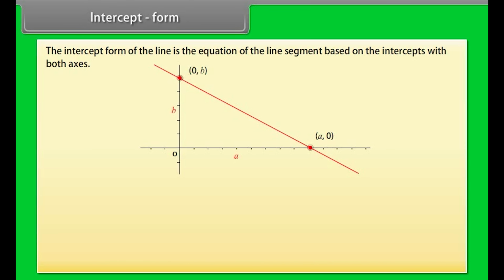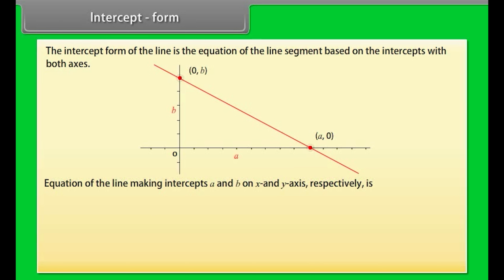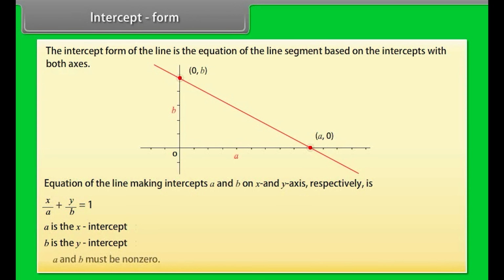Intercept form. The intercept form of the line is the equation of the line segment based on the intercepts with both axes. Equation of the line making intercepts a and b on x and y axis respectively is x by a + y by b = 1. a is the x-intercept, b is the y-intercept. a and b must be non-zero.